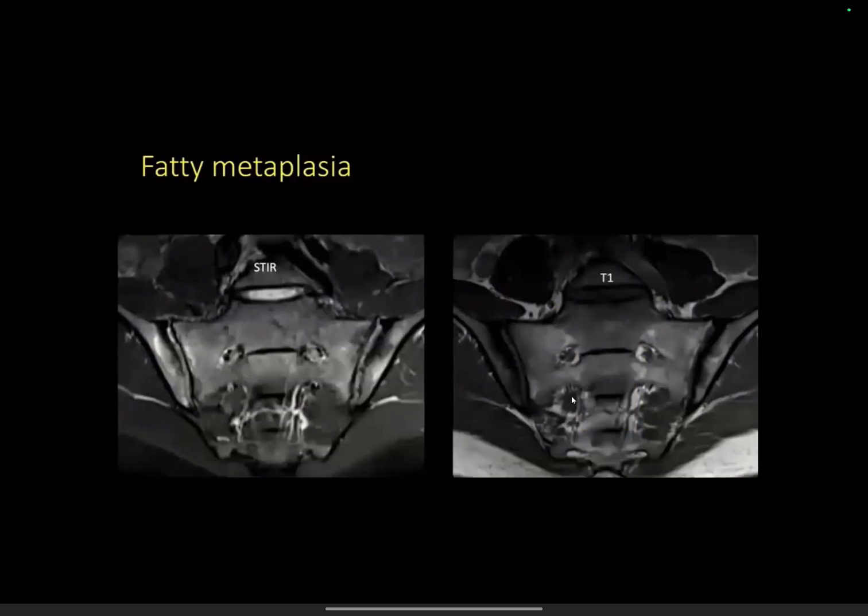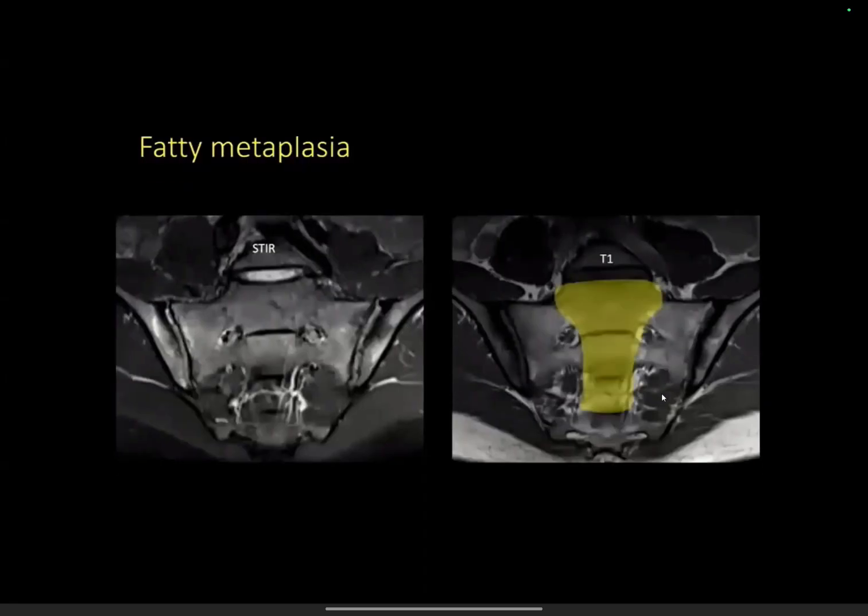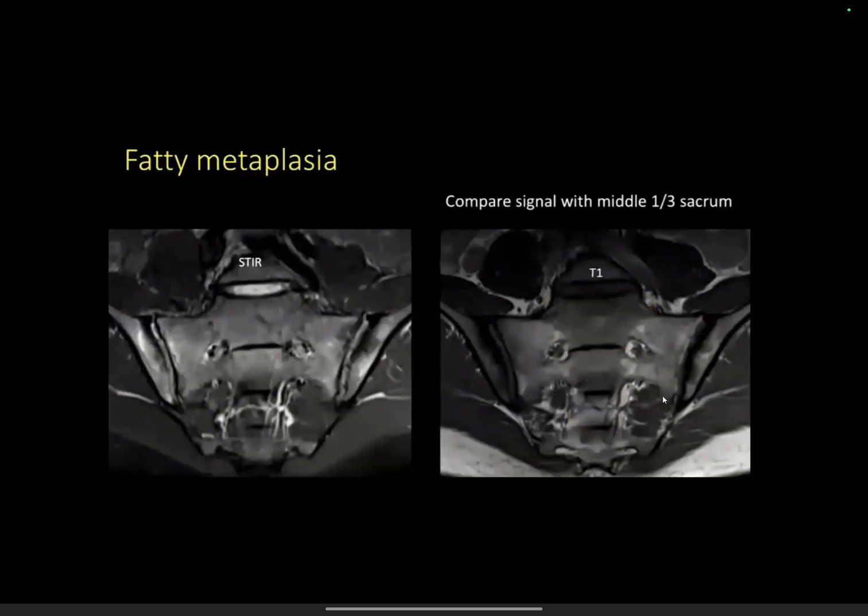So the hyperintensity develops in the subchondral location, maybe reaching up to these foraminal planes. So if you compare it with the central portion of the sacrum, you will see hyperintensity along the subchondral location on both the sides in case of fatty metaplasia. Yeah, so compare the signal of the middle third with the peripheral two-thirds.